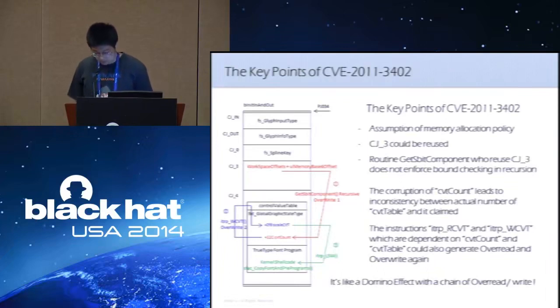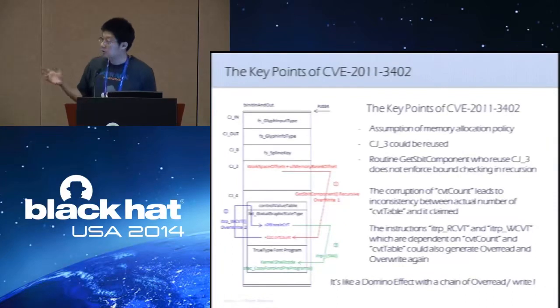Another interesting assumption about CG3 is that it could be reused. CG3 is required input to step 4, but for step 8, it's of no use. So reusing the CG3 could evade additional memory consumption. But the routine that reuses CG3 does not enforce boundary checking. Which means that the overwrite of CG3 could lead to corruption of CG4, where the story ends with exploitation, with manipulation of corrupted memories.